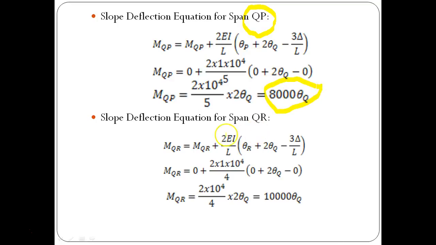Similarly, we have to calculate the slope deflection equation for span QR. So the same equation: MQR equals FQR plus twice EI by L multiplied by theta R plus twice theta Q minus thrice delta by L. Again theta R and delta equal 0, and we get MQR in terms of theta Q, that will be 10,000 theta Q.